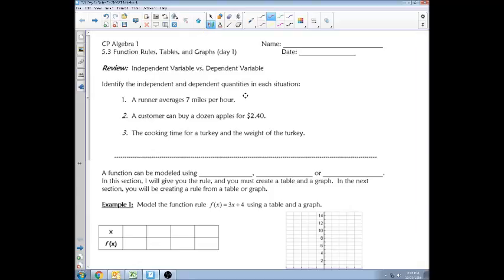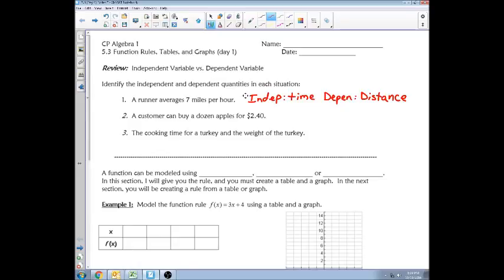Number 1, a runner averages 7 miles per hour. The independent and dependent variable is what we are looking for. The independent variable will be the amount of time that the runner is going to run. The dependent variable is going to be the distance that the runner can cover. So depending on how long the runner runs for, that is the distance that we can figure out.